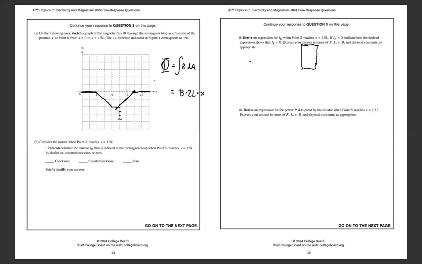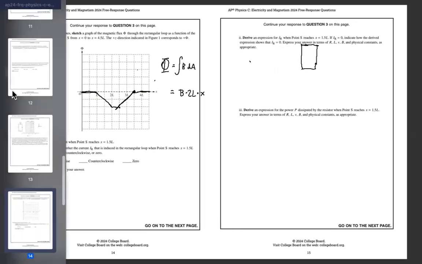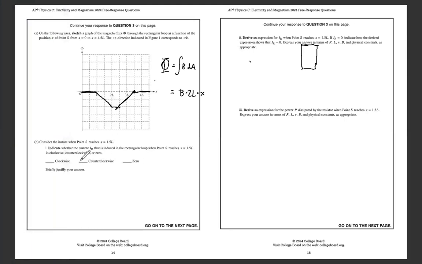All right, okay, at the instant when point S reaches 1.5L, indicate whether the current is going to be clockwise, counterclockwise, or 0. It is induced current. When you reach 1.5L, you're increasing the flux into the page. And so what that is going to mean is that you get a counterclockwise induced current. So it's going to be counterclockwise by Faraday's law. So Lenz's law, actually.